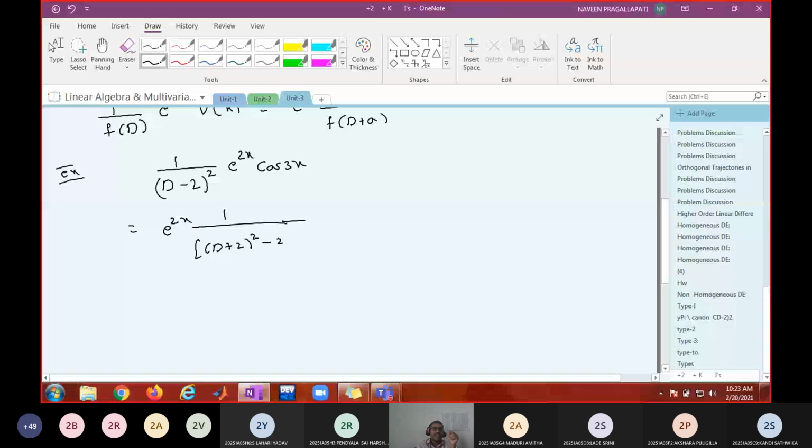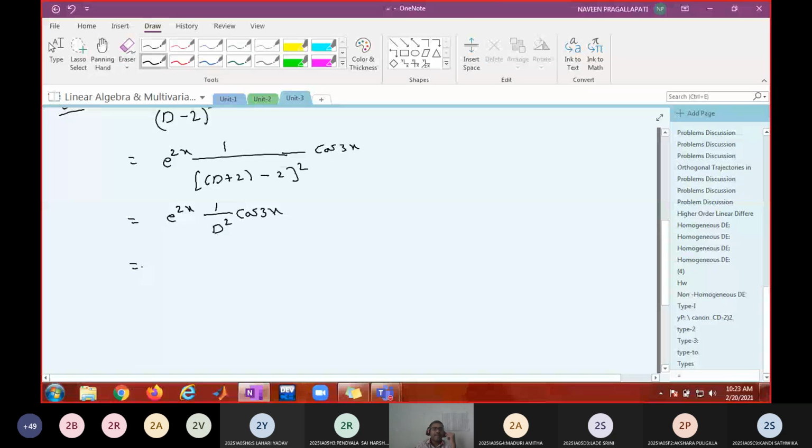I think there is a mistake. Just replace d with d plus 2, and write the remaining terms as it is, cos 3x. So what is this? E power 2x, d plus 2 minus 2 is 2, so 1 by d square of cos 3x. Now can you tell me what is 1 by d square? Minus a square.